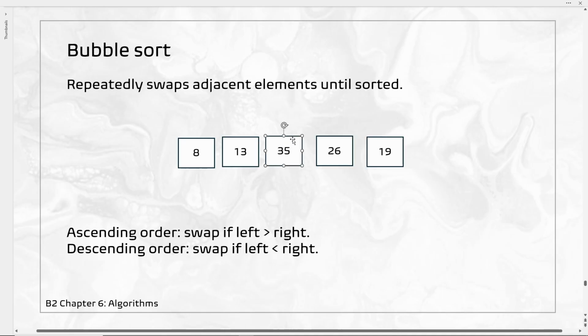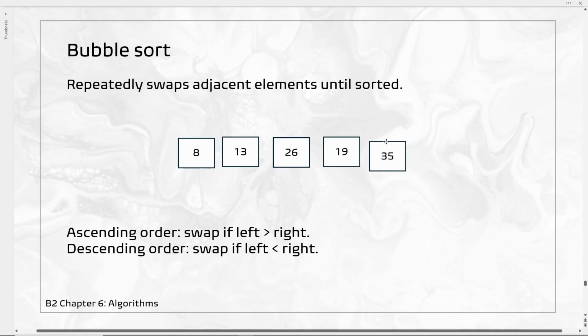Next, we look at 35 and 26. Since 35 is bigger than 26, we swap these two elements around as well. And now the list looks like this. And finally, we look at this pair, 35 and 19. Because 35 is bigger than 19, we swap these two around again. And now we've completed a pass through the list. Note that after this one pass, the biggest number, 35, was put onto the far right. We then start over at the beginning and repeat.